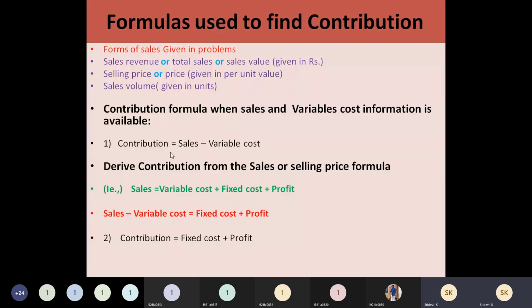So this is how you can use two formulas for contribution. Contribution may be per unit or in total: total contribution or contribution per unit. If you are going to calculate per unit, you take sales per unit, variable cost per unit, fixed cost per unit and profit per unit. And if you are going to calculate total contribution, take sales in total, variable cost also in total. If you use the second formula, total fixed cost plus total profit. Okay, is that clear? How to calculate the total contribution and contribution per unit? So this is most important.